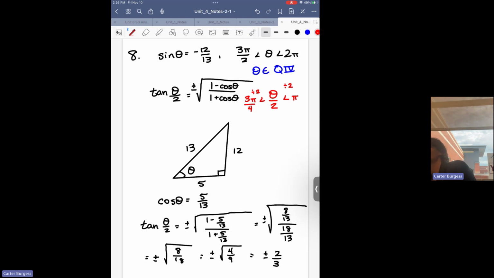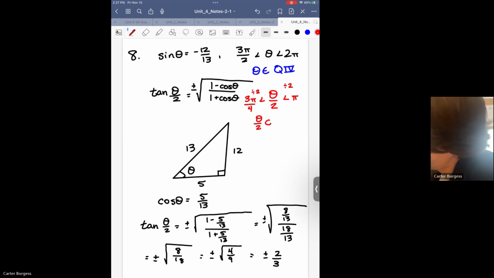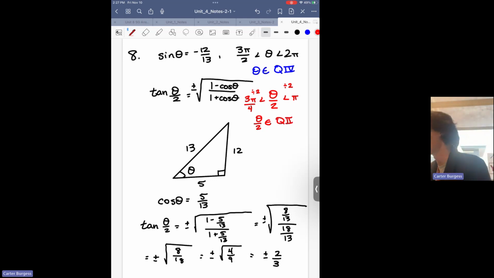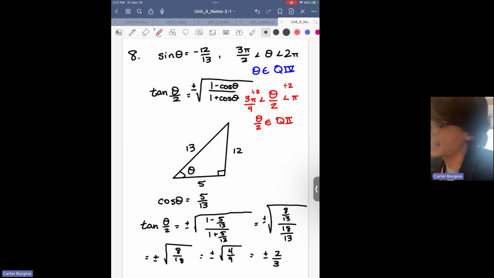Okay, so theta over 2 sits between 3 pi over 4 and pi. Where is that? What quadrant does that represent? Second quadrant, very good. Pi over 2 and pi are second quadrant angles. Our theta over 2 must live between those. What do we know about tangent in the second quadrant? It is negative, and so we are going to be negative 2 over 3.